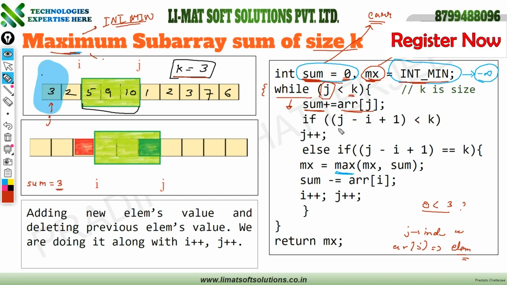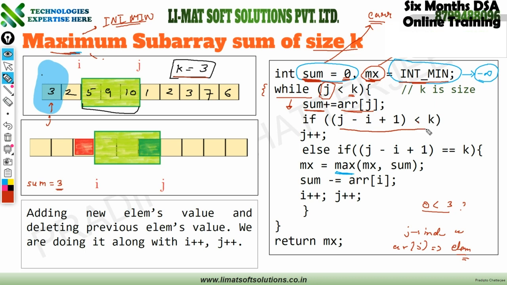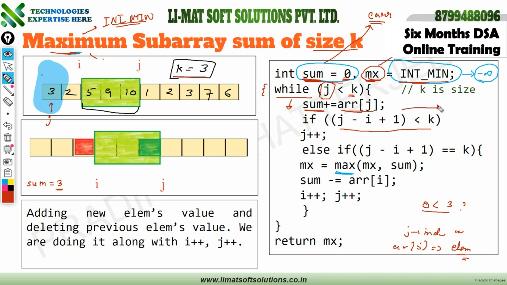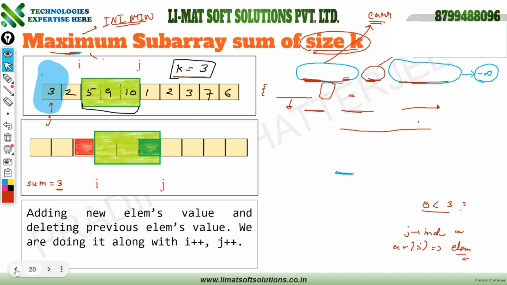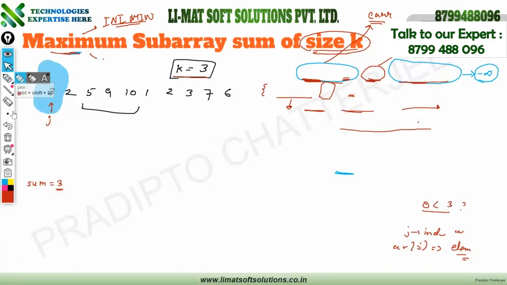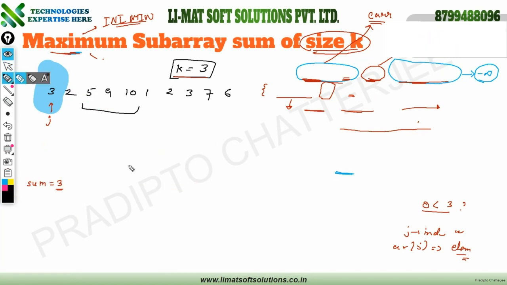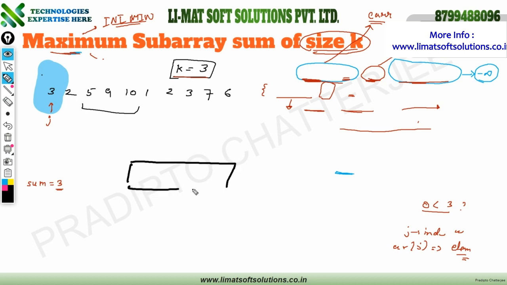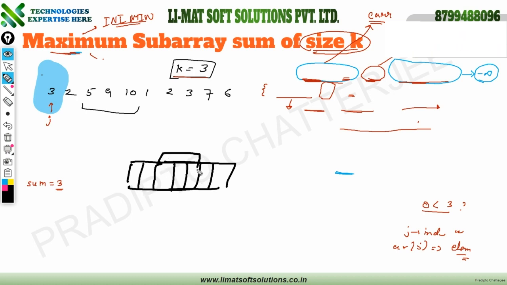Now after doing that, I will check if j minus i plus 1 is less than k. Why this condition? This condition is checking whether we have got the desired size or not. Let me tell you once again with the help of one more example. Let's say I have this particular window. I am drawing one more window here. This is our array, these are the elements, and this is my window.